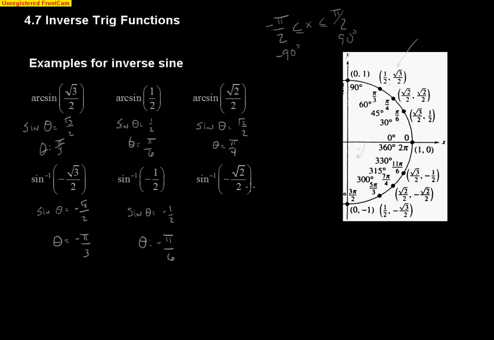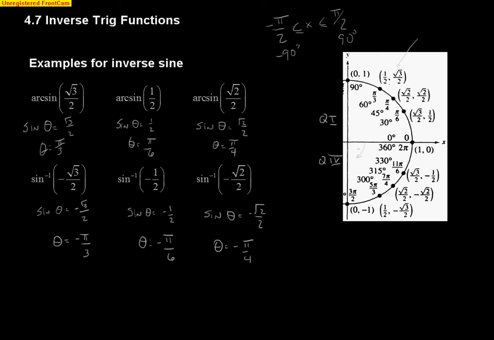Sine inverse of negative radical 2 over 2. Find the y value again. So sine of what angle equals negative radical 2 over 2. We're right here at negative pi over 4. So that was 6 examples right there real quick of doing inverse sine. And again, you got to remind yourselves that you're looking in quadrant 1 for your answer or quadrant 4 for your answer. That's by definition for inverse sine.